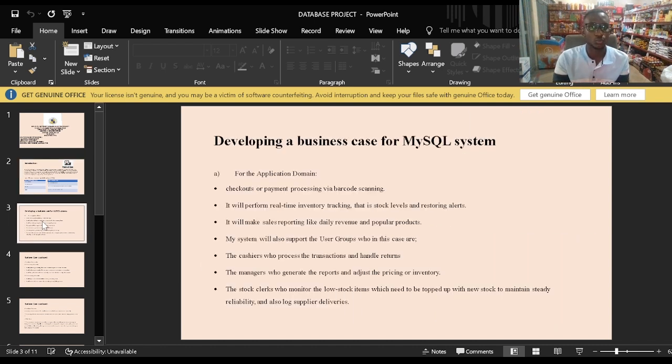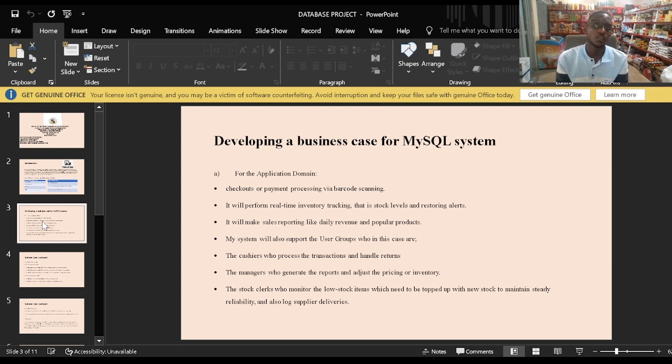So when we go to the business case, developing business cases for my SQL system, part A, we have the application domain. In the application domain we have checkout and payment processing via barcode scanning. It can also perform real-time inventory tracking, that is stock levels, and restocking alerts.